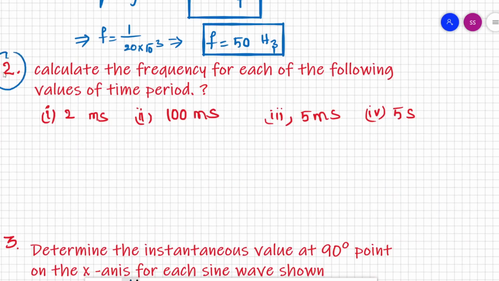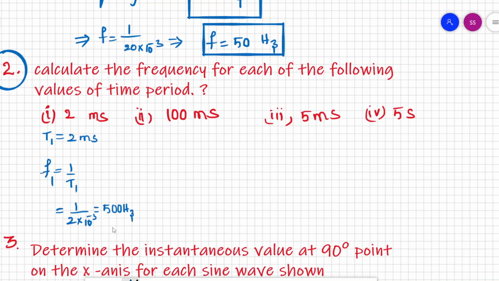Calculate the frequency of each of the following values of time period. Okay, so what is the time period T for this problem? One is T1, which is 2 milliseconds. So what is the frequency? Let us say F1, that will be 1 by T1, which equals 1 by 2 milliseconds. Milli is 10 power minus 3, so that is 500 Hz.